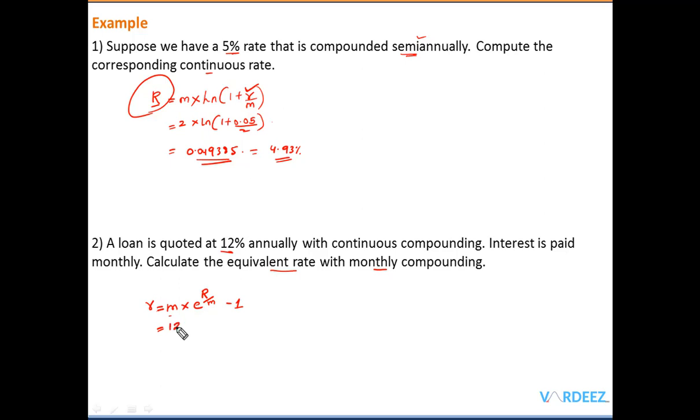Okay, so monthly, that is going to be 12 multiplied by e to the power of the continuously compounded rate, which is 12%, that is 0.12 over 12, minus 1. And once you solve this thing, you will get 12.06%. This is the discrete, or I would say monthly compounded rate, given this 12% of continuous compounding.